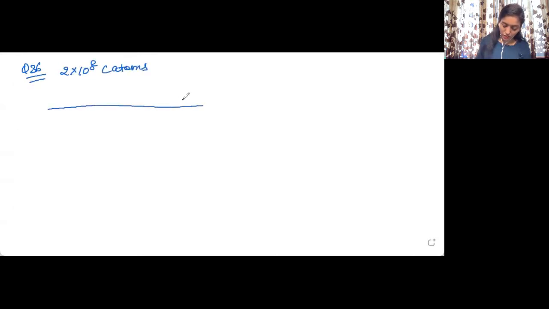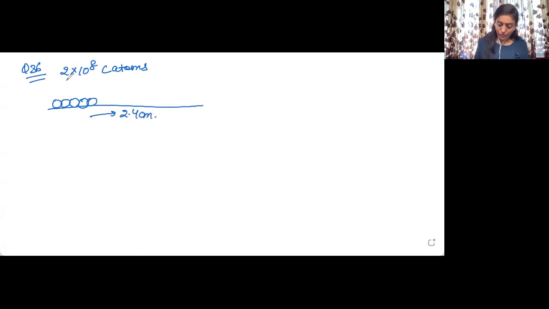All right. So question number 36 states that 2 multiplied by 10 raised to the power 8 atoms of carbon are arranged side by side. 2 multiplied by 10 raised to the power 8 carbon atoms have been arranged along a length side by side, just like the previous question. This is a similar question to that. Okay, so let's see what we need to find out here. Calculate the radius of carbon atom if the length of this arrangement is 2.4 centimeter. The length is 2.4 centimeter, and we need to find out what will be the radius of the carbon atom.